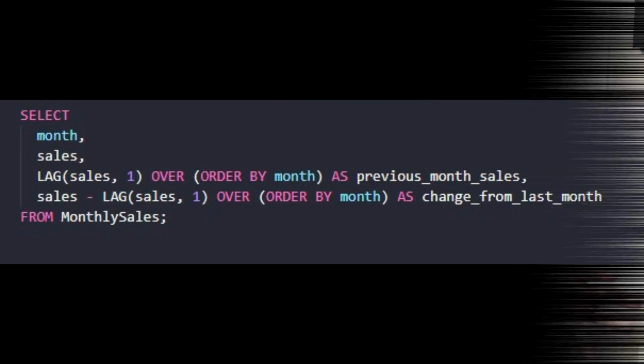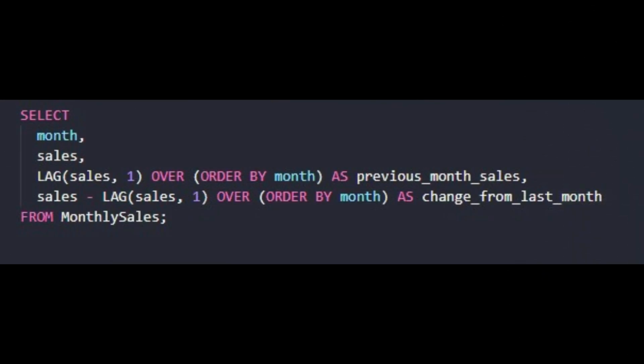The conventional way to do this might be a self-join, right? On month equals previous month, which is kind of clunky. Again, can be kind of not performant. So enter lag versus lead, right? These are window functions that let you peek at another row's value from the current row's context.